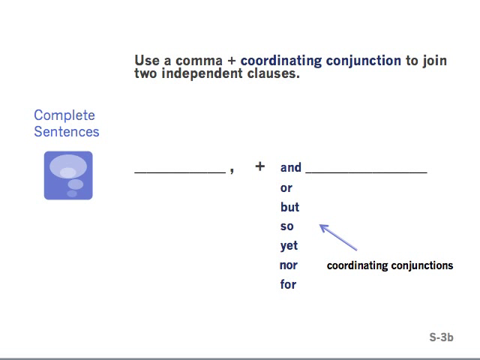A good way to fix a run-on sentence and to add clarity at the same time is to use a comma and a coordinating conjunction between the two independent thoughts. The complete list of coordinating conjunctions contains the words and, or, but, so, yet, nor, and for. Let's take a look at the editing process for a comma splice or fused sentence using this method.